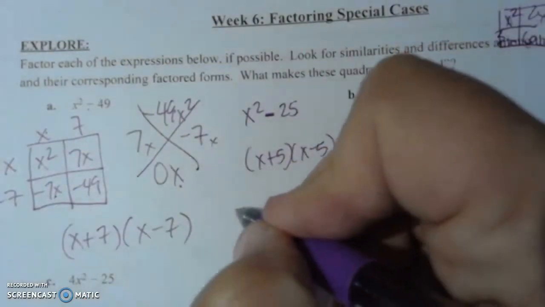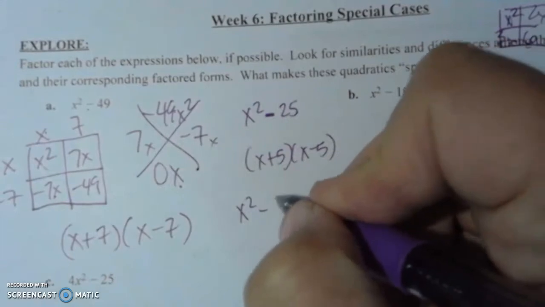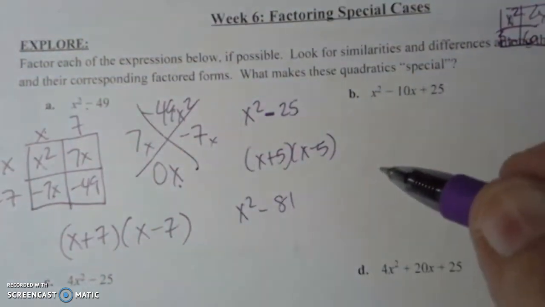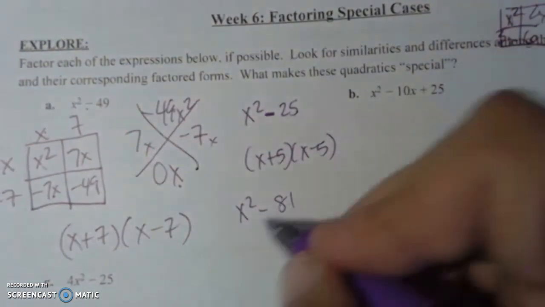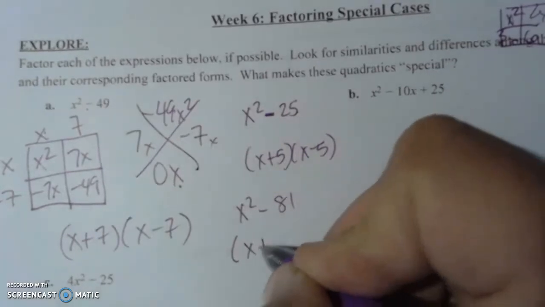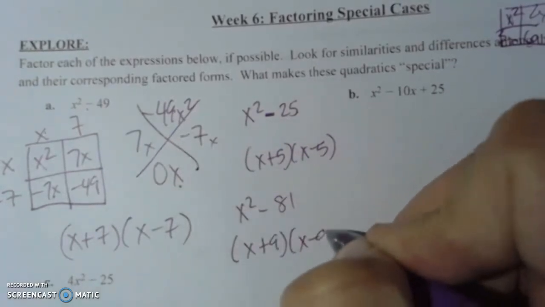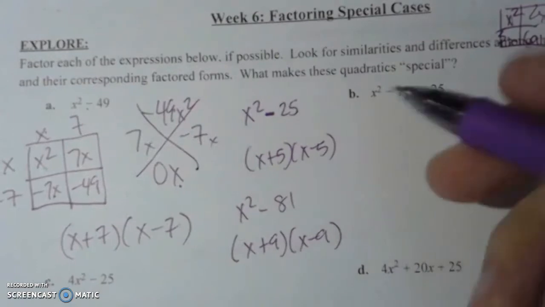Let's try another one. What if I did x squared minus 81? What numbers multiply to make 81? x plus 9, x minus 9. Okay, so that would be the answer for that one.